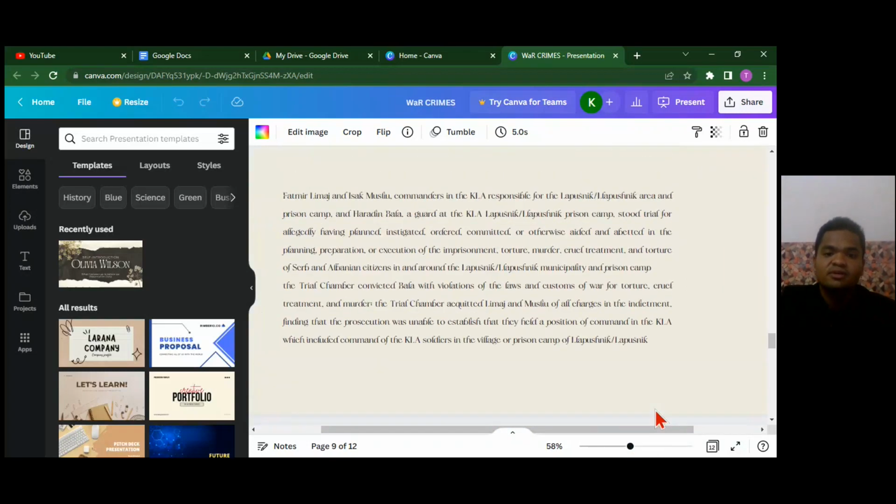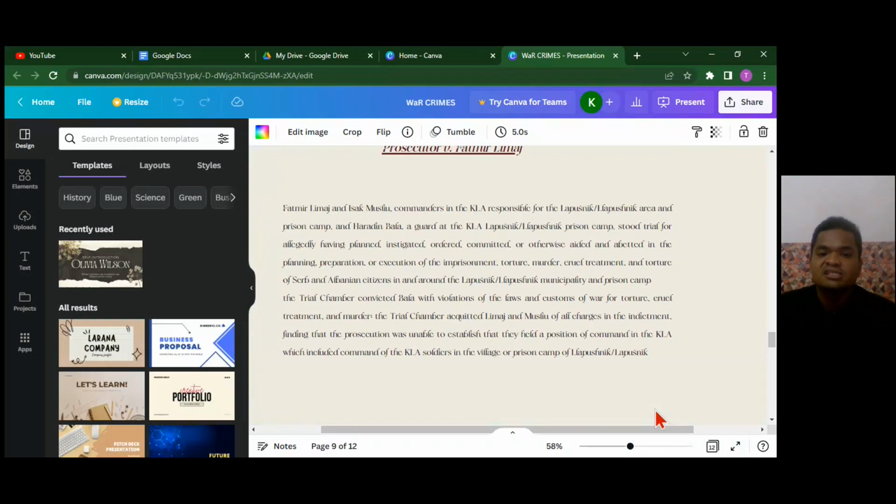For the Limaj case, Fatmir Limaj and Isak Musliu, commanders in the KLA responsible for the Lapusnik prison camp, and Haradin Bala, a guard of the KLA Lapusnik prison camp, stood trial for allegedly having planned, instigated, ordered, committed, or otherwise aided and abetted in the planning, preparation or execution of the imprisonment, torture, murder, cruel treatment, and torture of Serb and Albanian citizens in and around the Lapusnik municipality and prison camp.